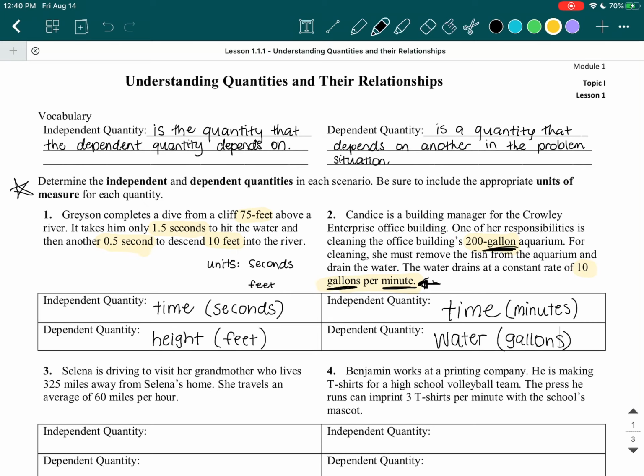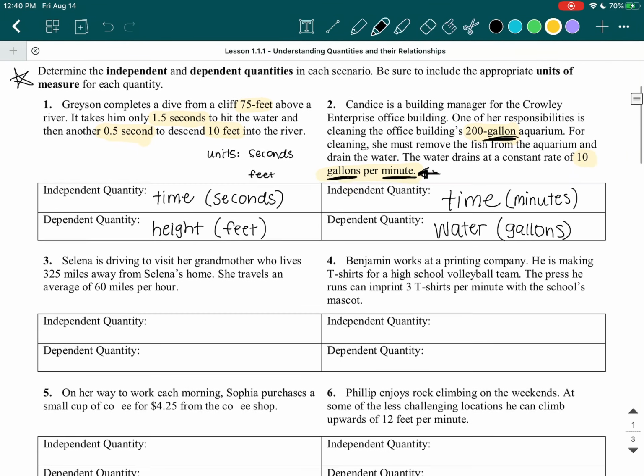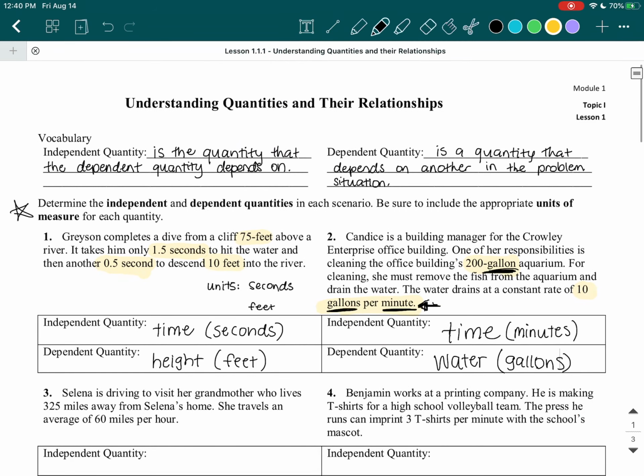Okay, and so for number 3, 4, and I believe 5, 6, I'm going to leave that up to you guys to do. And remember, it's your responsibility to ask me if you have any questions, okay?